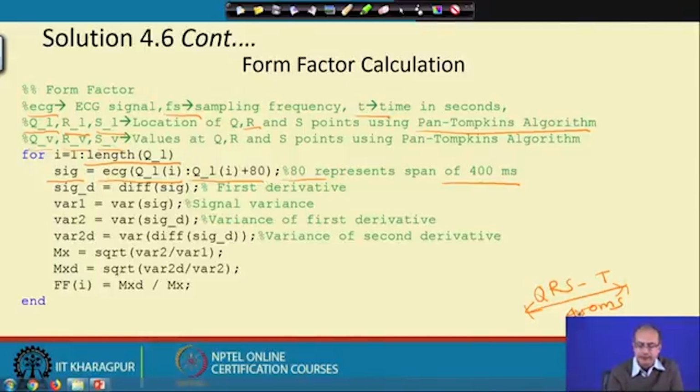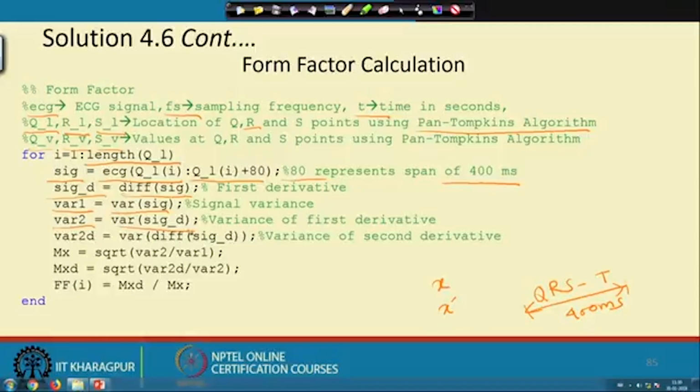Now, once we have that, this is our signal. So, in the equation what we are talking about is x. Next thing we need to find out is x dash. So, we have created sig_d, the first derivative. Here, 1 is giving the variance of the signal, that means square of activity, and 2 is giving the variance of the derivative signal, the first derivative. So, that is the square of the activity of the derivative.